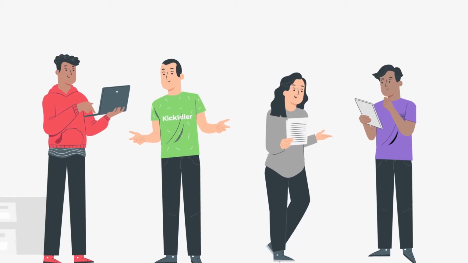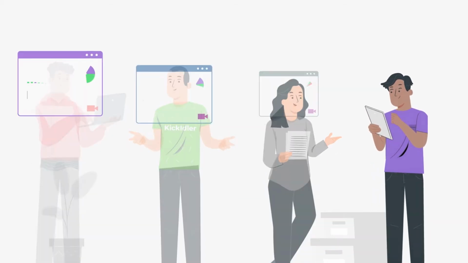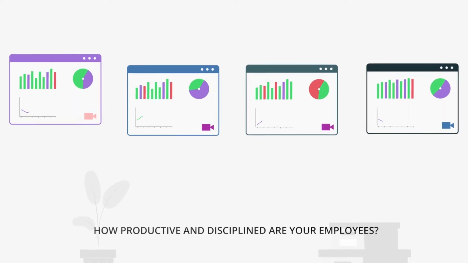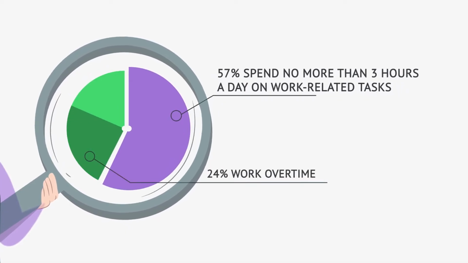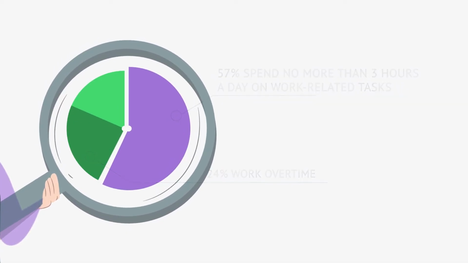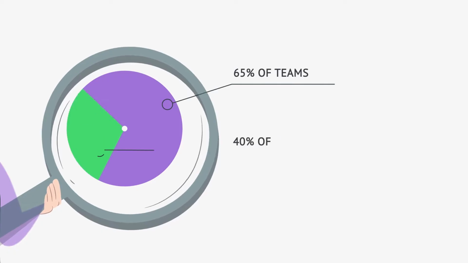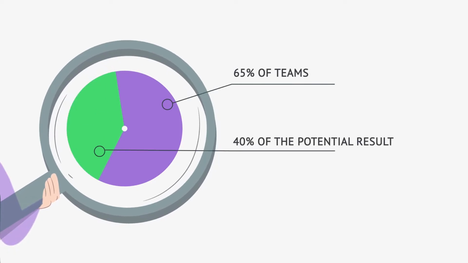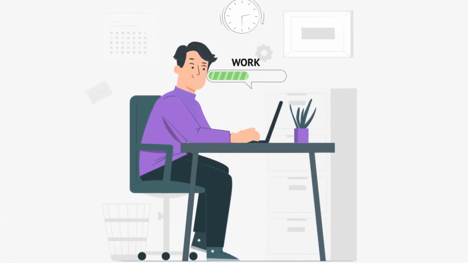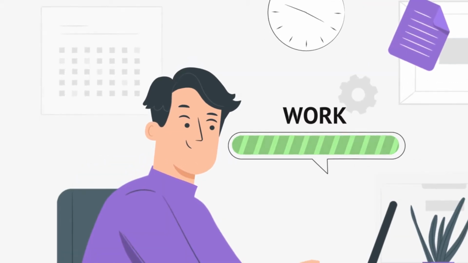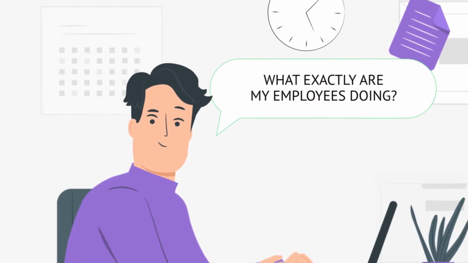Team efficiency isn't solely measured by the skills and professional background of its members. It's also determined by their levels of productivity and work discipline. Statistically, 57% of employees spend no more than 3 hours a day on work-related tasks. 65% of teams show only 40% of their potential result. 35% of companies have faced insider threats. This often happens because managers don't understand their teams well enough.